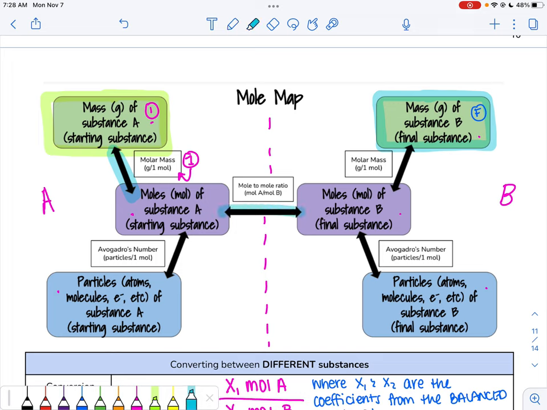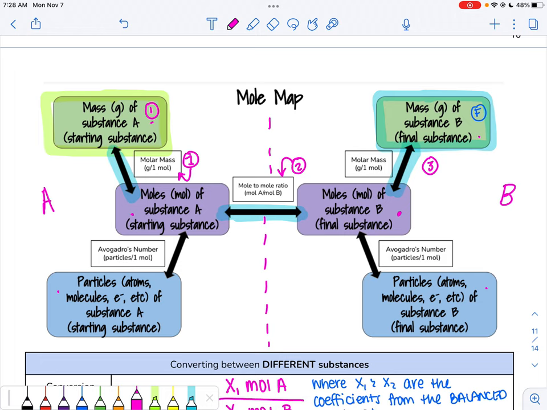Then I need to get over to a new substance. So I can't go this way because that's gonna keep me in the same substance. So instead, I'm gonna go this way. That's gonna take me between substances. So my second conversion factor is gonna be the mole-to-mole ratio. All right, now I'm at this point. I'm at moles of substance B, which is great. I'm in moles of my other substance, but I need to get to mass. So I need one more conversion factor.